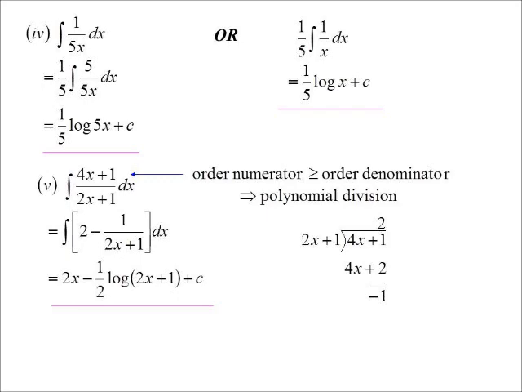So you see, if the order of the numerator is the same or more, do a polynomial division first. And then you should get something you can handle. So this one becomes 2x minus a half log 2x plus 1.